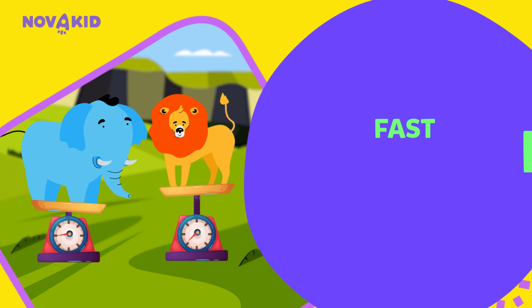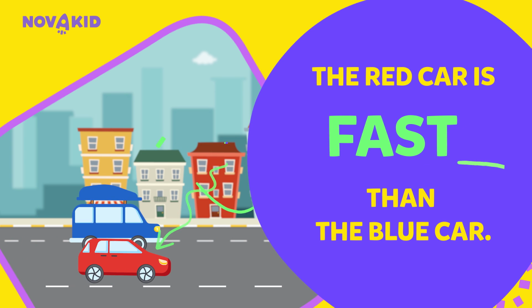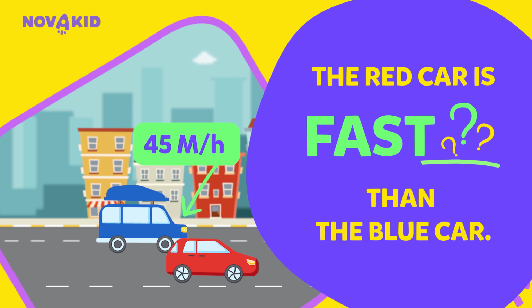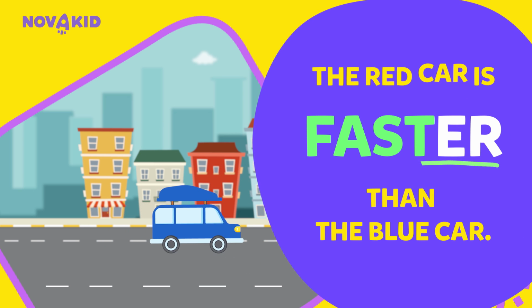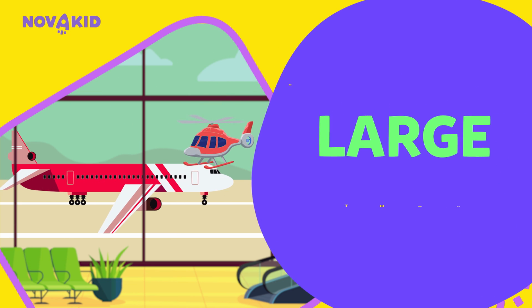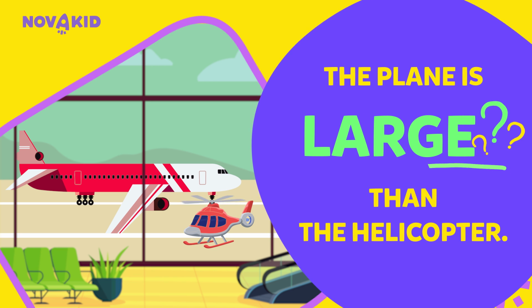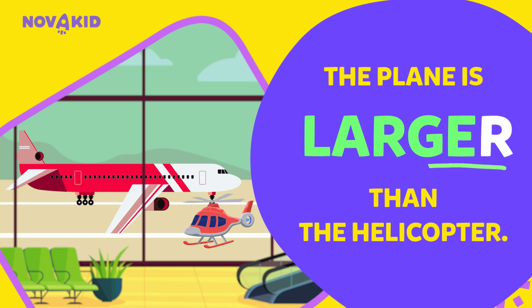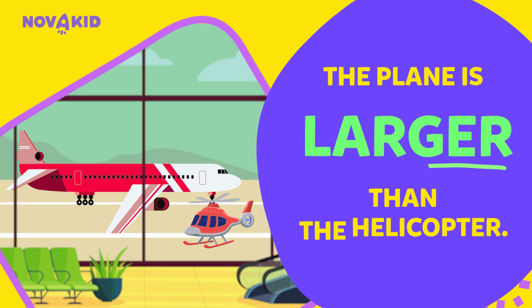Let's keep it up. Fast. The red car is than the blue car. Can you help me? Faster. Well done. The red car is faster than the blue car. Large. The plane is than the helicopter. Larger. Very good. The plane is larger than the helicopter.